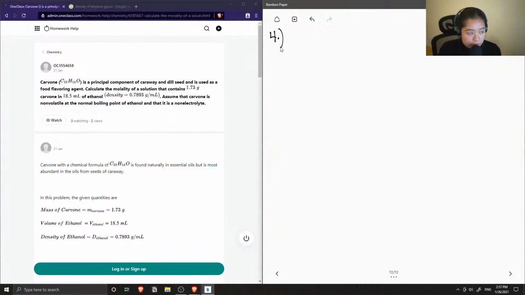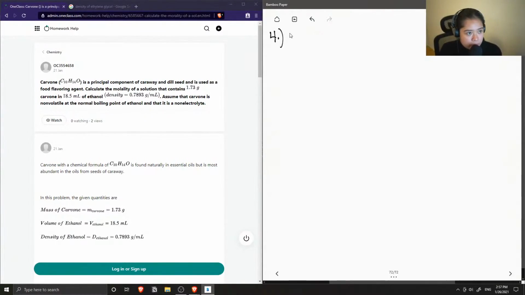So first, let's write down everything we know in this question, just because it will help us later on when we do calculations. So for carvone, we know that the mass is 1.73 grams.